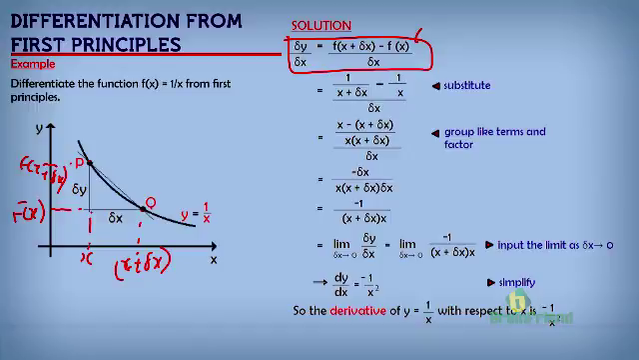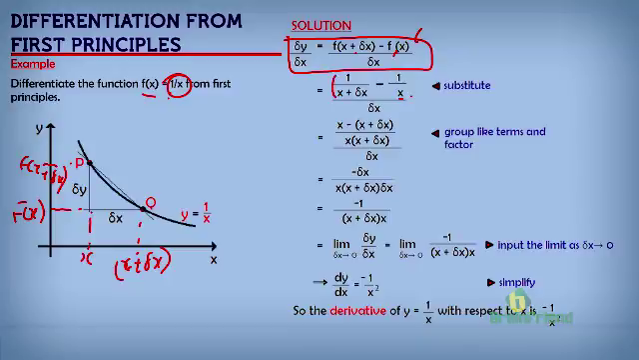All we need to do again is to take our variable from the given function, which is what? 1 over x, and input into this formula. So we substitute wherever we find x with 1 over x. So we have 1 over x plus delta x substituted, minus the substitute here again, 1 over x, all over delta x.